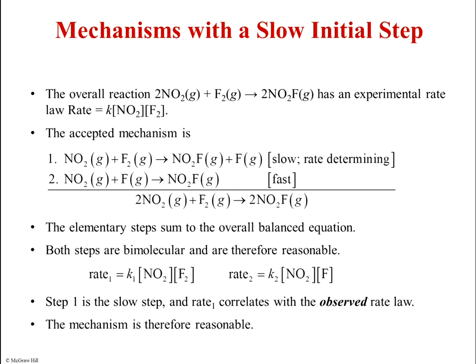And so the rate law for the first step would be the rate constant times the concentration of NO2 to the first power times the concentration of F2 to the first power. And then the second reaction, which is the fast one, has its own rate constant times the concentration of NO2 times the concentration of fluorine atoms. Step one is the slow step, and thus rate 1 correlates with the overall observed rate. So this mechanism is therefore reasonable. It meets all three criteria.